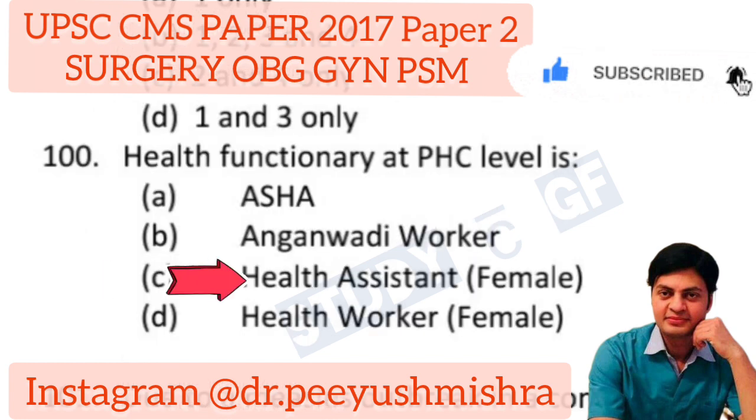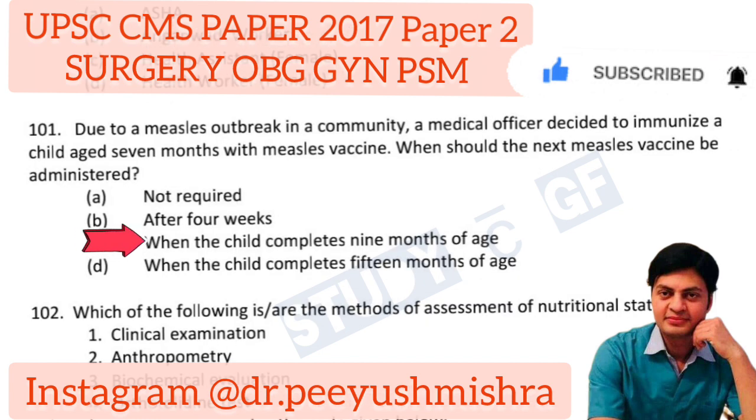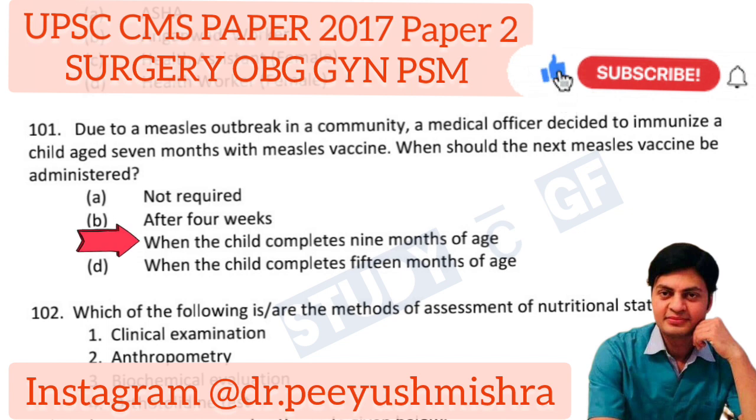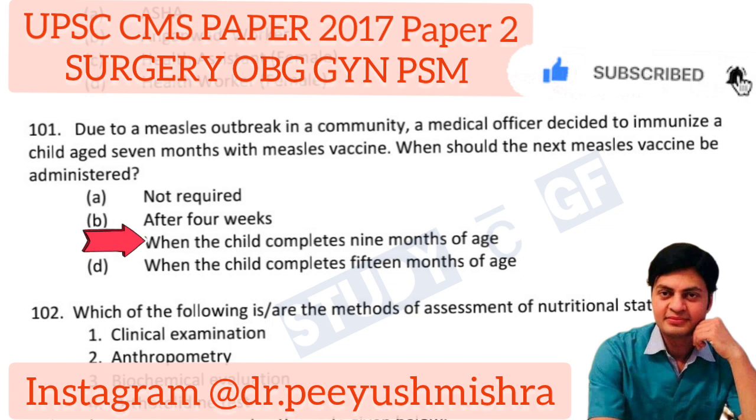Health functionary at PHC level is health assistant female. Due to the measles outbreak in a community, a medical officer decided to immunize a child aged 7 months with measles vaccine. When should the next measles vaccine be administered? When the child completes 9 months of age.